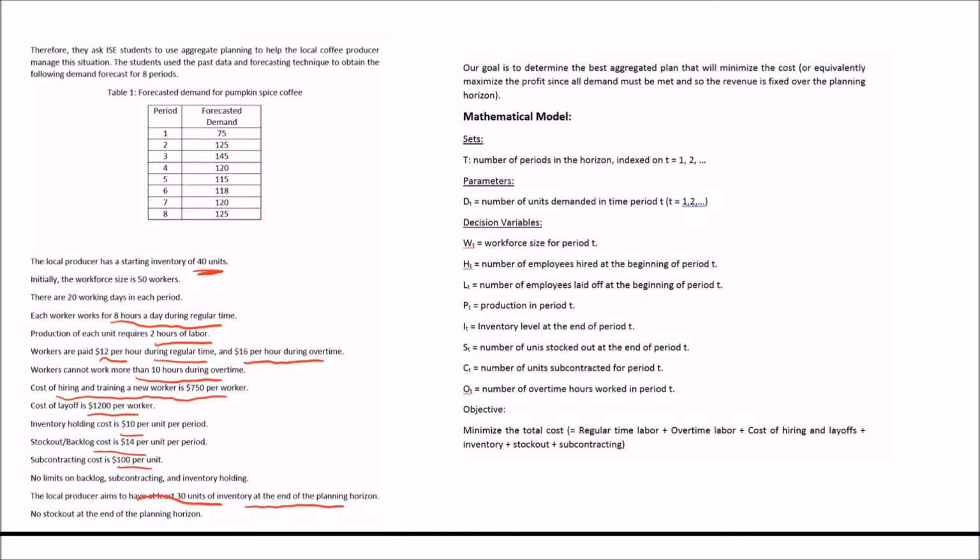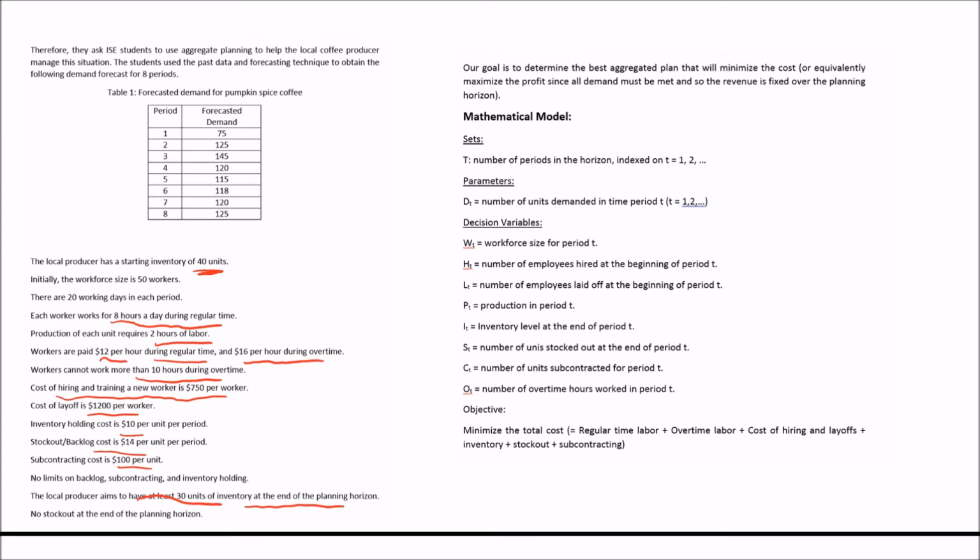They have these cost values, they have these other parameters, they have these constraints. So our goal is to determine the best aggregated plan that will minimize the cost. You can also think of this as maximizing the profit. They are kind of equivalent here, or maximizing the revenue, because you need to meet all of the demand and there is no variation in the demand. So demand is fixed and how much you make per unit is fixed. Therefore, saying that we want to maximize the profit is basically equivalent to minimizing the cost in this case, since your revenue is fixed over the planning horizon.